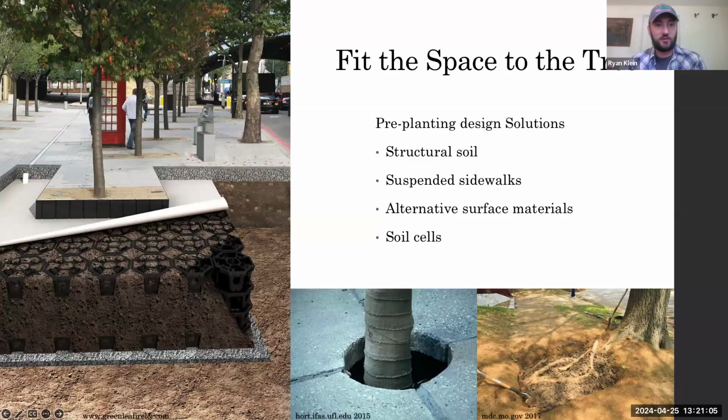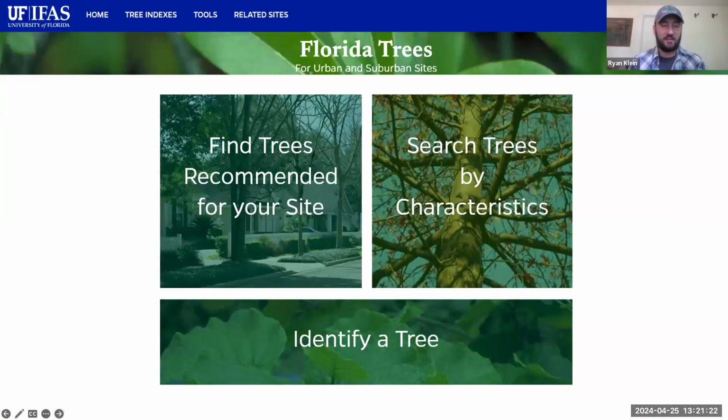Austin, Texas has a real good example of this, where they have suspended sidewalks and they just cut out around the trunk of the tree as the tree gets larger. But it's going to increase the lifespan of the tree and then reduce some of those infrastructure conflicts and the expenses in repairing the maintenance or the infrastructure.